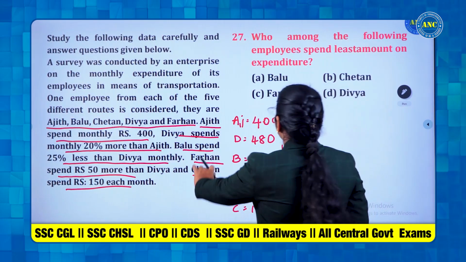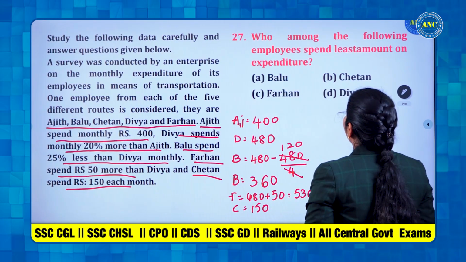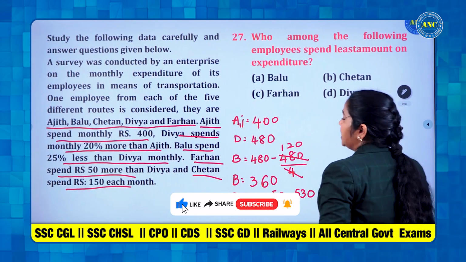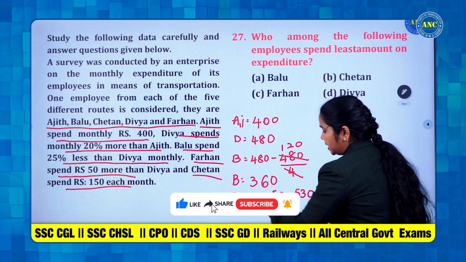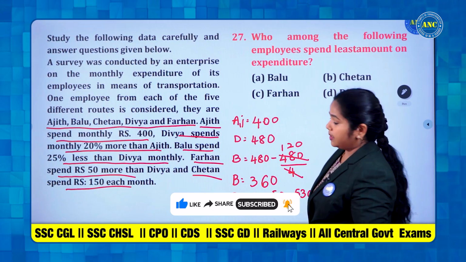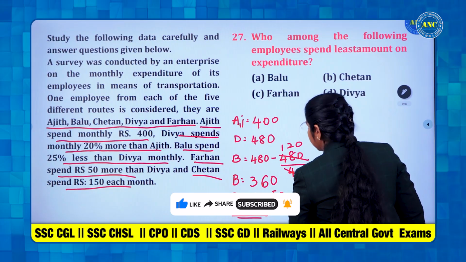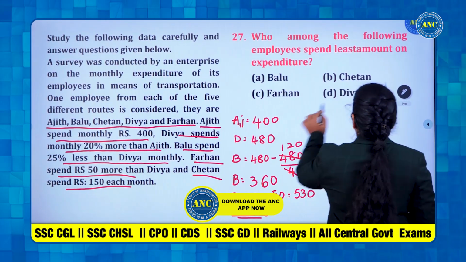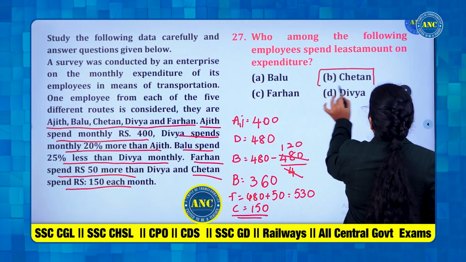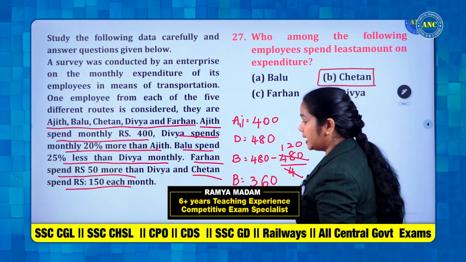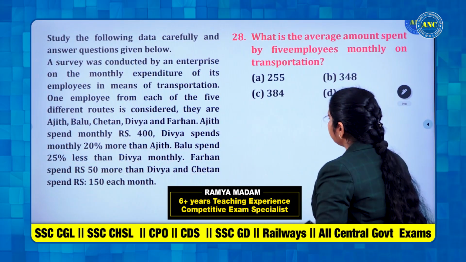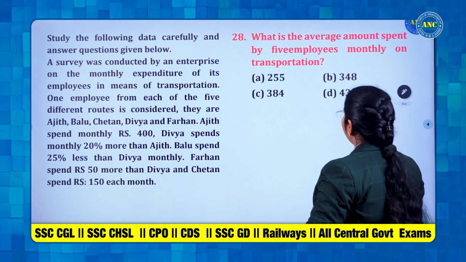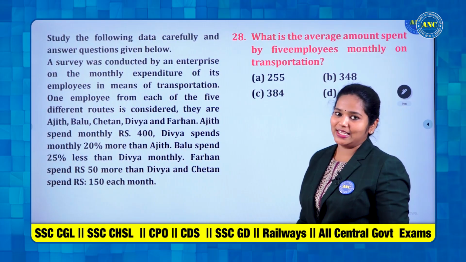Now coming to the question. Who among the following employees spent the least amount on expenditure? Just check the values. Chetan is only spending 150. So it's obviously option B, Chetan.